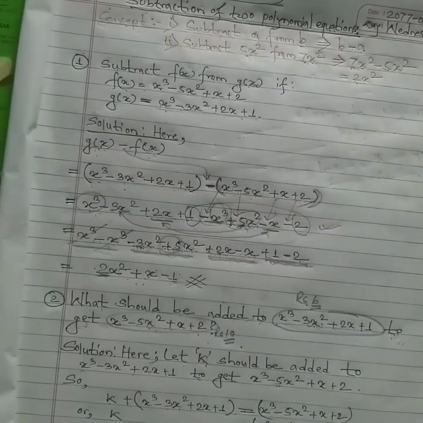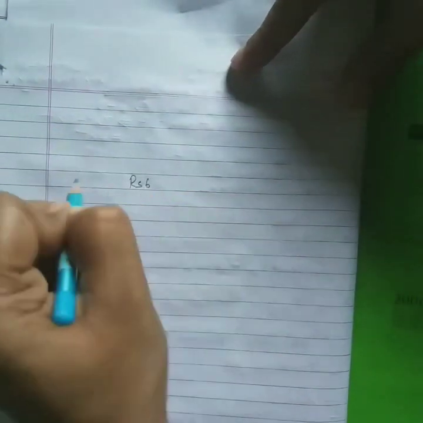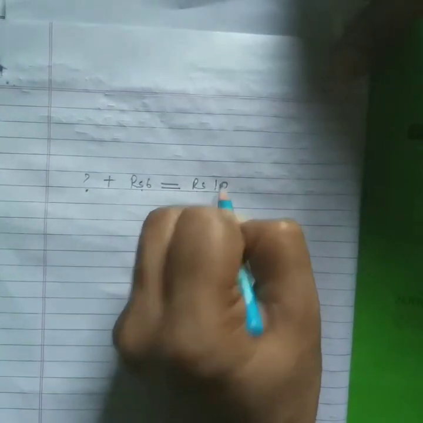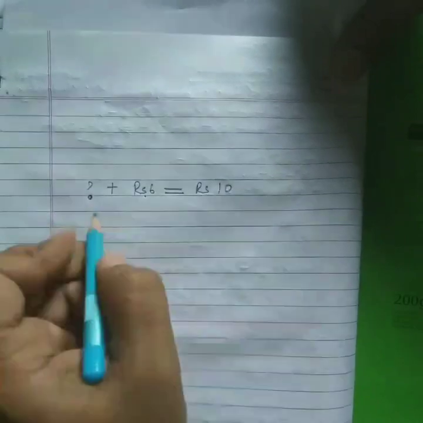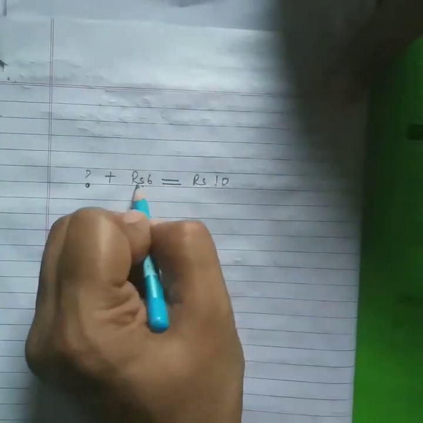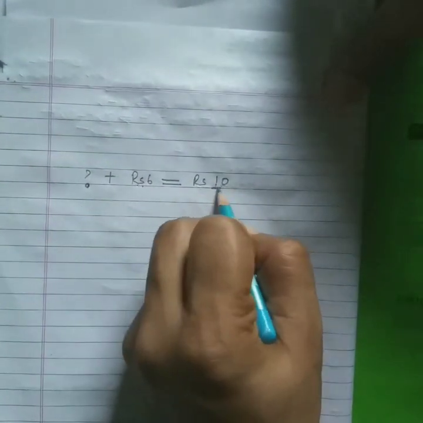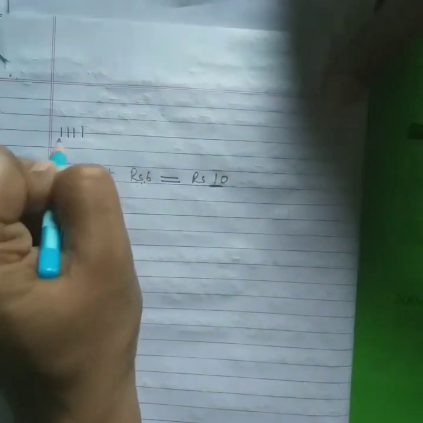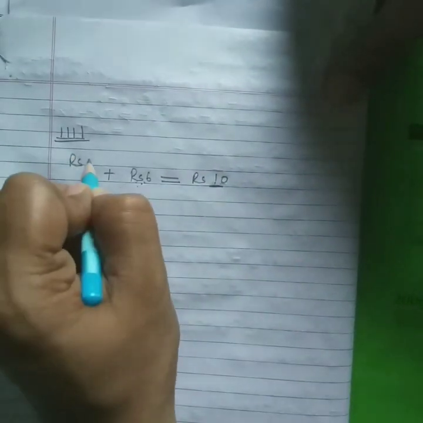So let me turn over the page to make you clear about this. What should be added to rupees 6 to get, that is equals, rupees 10? Without calculating, one can easily say: rupees 6 you have already got, and you need rupees 10. So how much do you need in addition? 6, 7, 8, 9, 10. So rupees 4 you need. Without calculating, you said rupees 4.